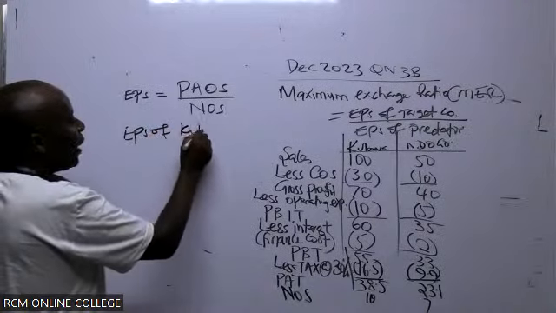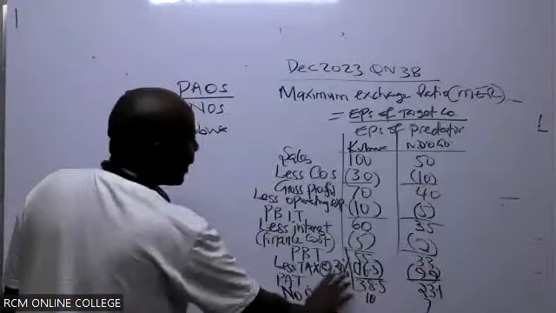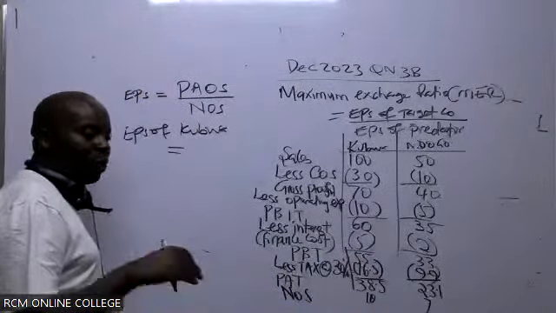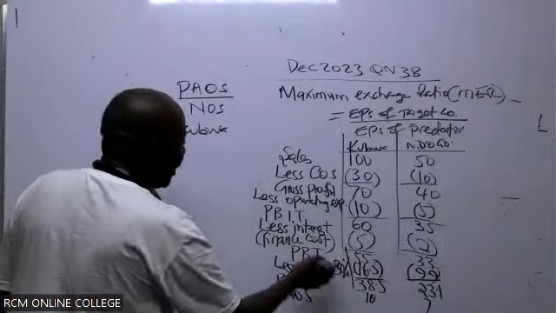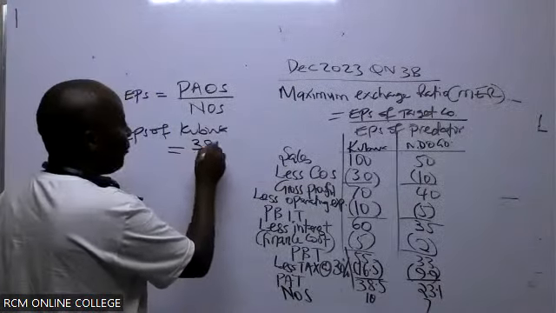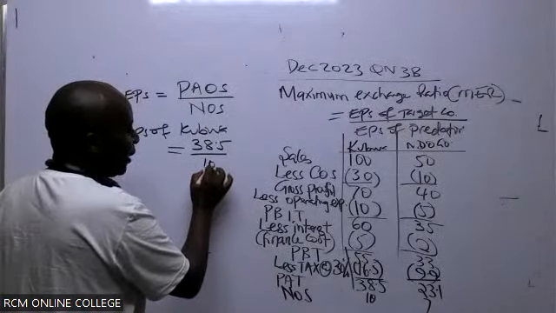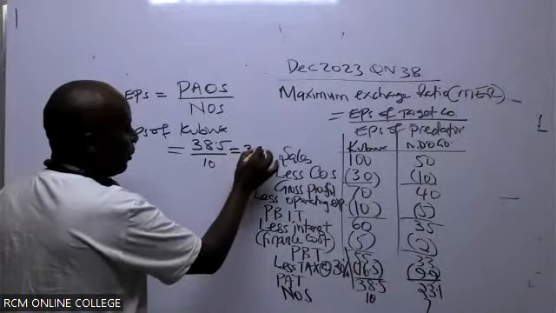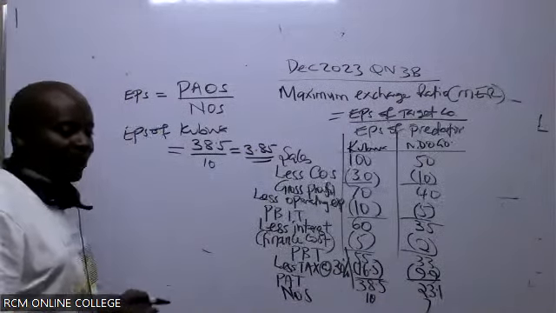EPS of Kubwa. All these profits here are attributable to ordinary shareholders because we don't have any preferential shareholders. So here we have 38.5. We divide this by the number of shares outstanding, which are 10. So EPS of Kubwa will be 3.85.